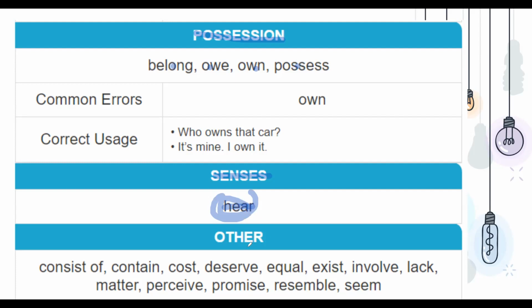And we have some other verbs that do not fall in other categories, so they are just listed here. For example, consist of, contain, cause, reserve, equal, exist. So existing, it's not correct. Involved, lack, matter, perceive, promise, resemble, and seem. So we cannot put any of these verbs with ing.